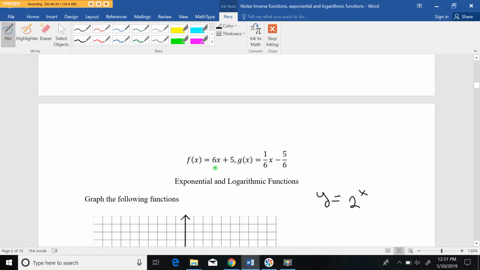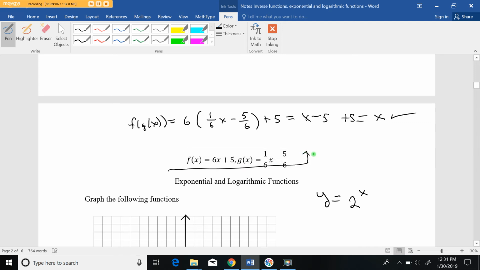All right, so we have f of x equals 2x plus 5. G of x equals 1/6 x minus 5 over 6. So I'll just work this right here. So f of g of x would mean take this, put it in here. So that's going to be 6 times 1/6 x minus 5 over 6 plus 5. All right, so what are we going to get here? This product is going to be x, and then minus 5, and then plus 5, and then we get x again. So they are in fact inverses. All right, so from here up, inverses.